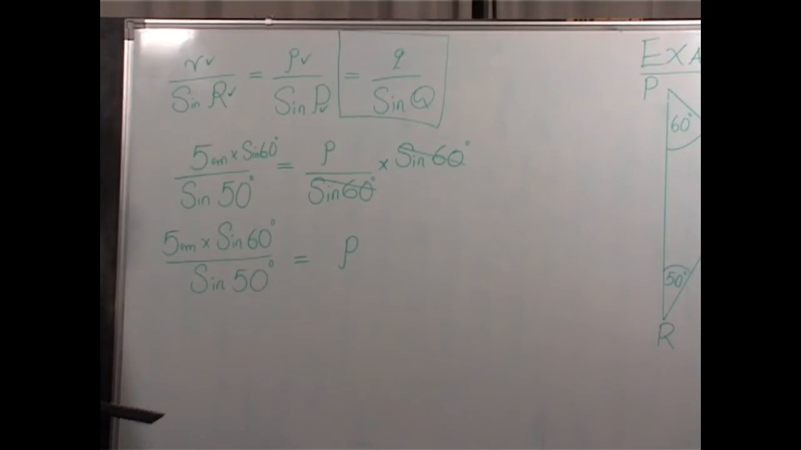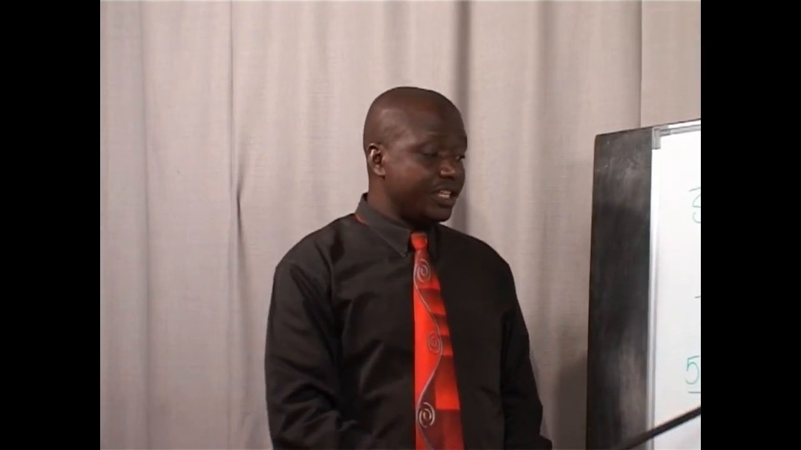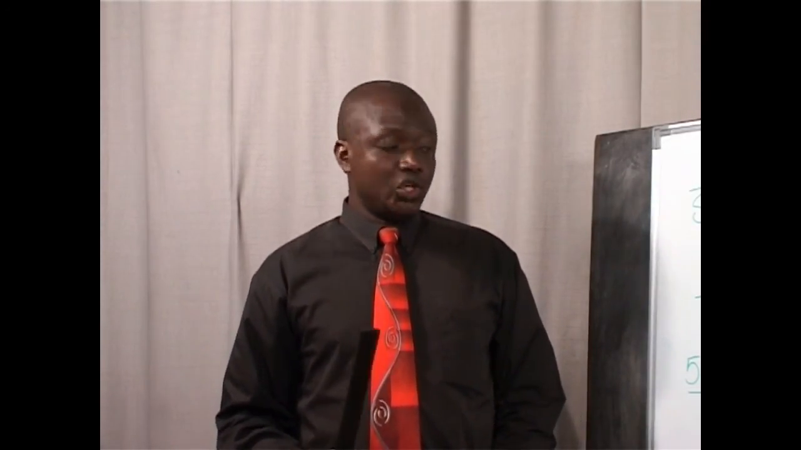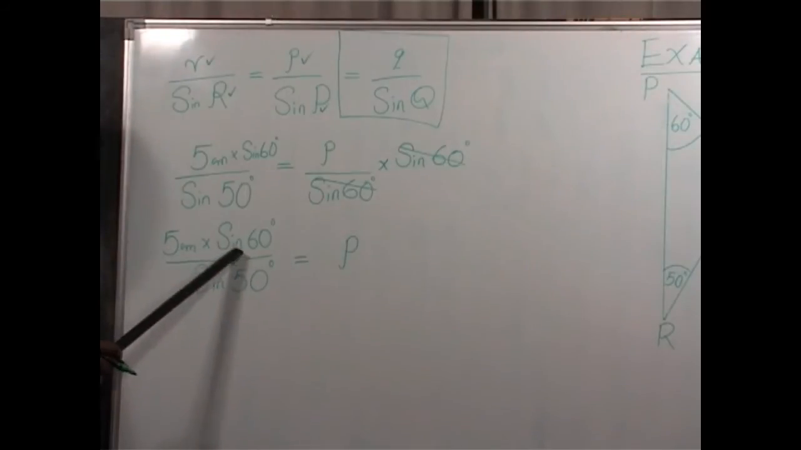At this point, you have to use your calculators to multiply 5 centimeters by sine 60 degrees divided by the sine of 50 degrees. And remember, your calculators must be in the degree mode, because if the calculators are not in the degree mode, you will be getting solutions different from the ones that we are getting. So make sure that your calculators are not in the radian mode, neither should they be in the gradient mode, but in the degree mode. So work with 5 centimeters by sine 60 divided by sine 50, and let me have the answer.